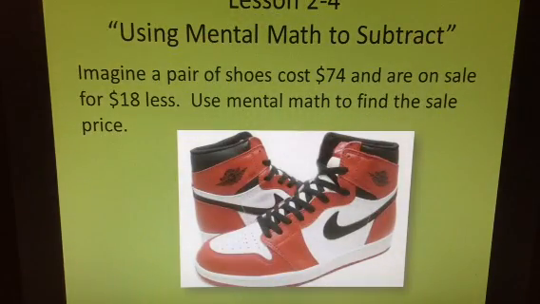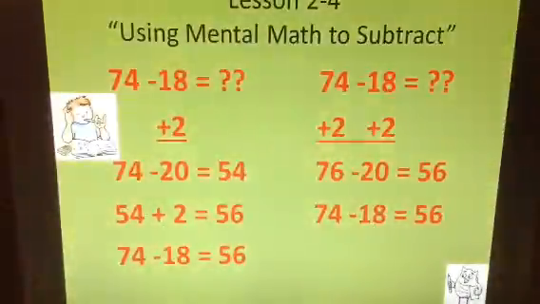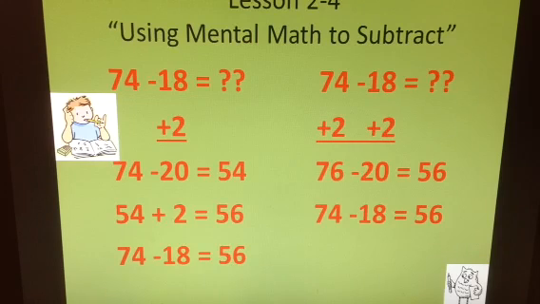Here's another problem to think about. Imagine a pair of shoes cost $74 and are on sale for $18 less. Use mental math to find the sale price. Well, here's the boy's way of doing it. 74 minus 18. He could add 2 to 18 to make it easier to subtract. He would get 74 minus 20 equals 54. That's not his final answer, though. He has to add 2 to that answer because he took an extra 2 away. So 54, the answer he got, plus 2 is 56. Then he knows that 74 minus 18 is 56.